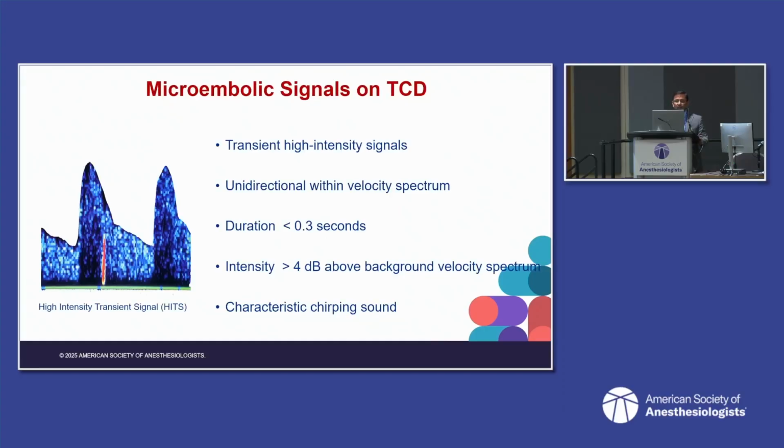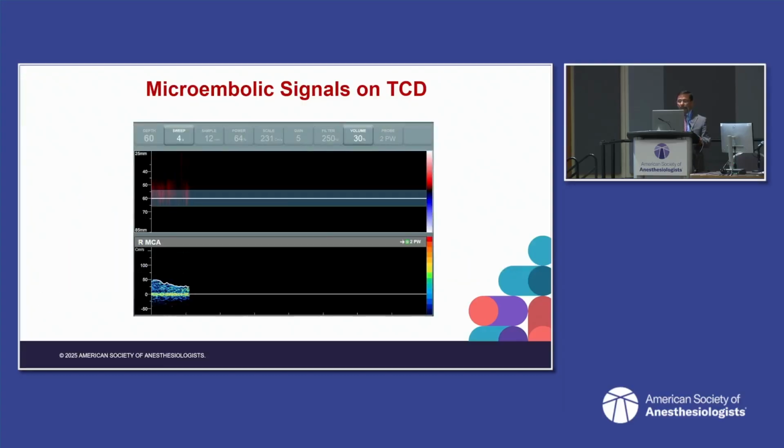The unique advantage of transcranial Doppler is that it's able to give us information about microemboli, which we don't see with any other type of monitor. This is a typical low velocity waveform, and emboli show up as these high intensity transient signals. They also tend to make a large sound, and one can detect these. I'll show you an example of a bubble study.